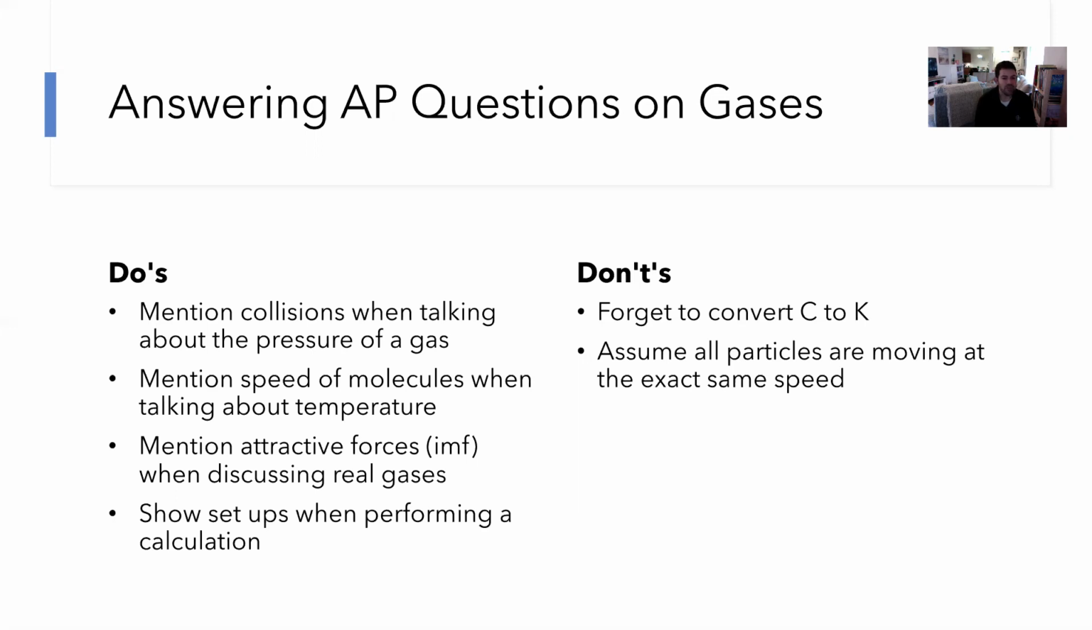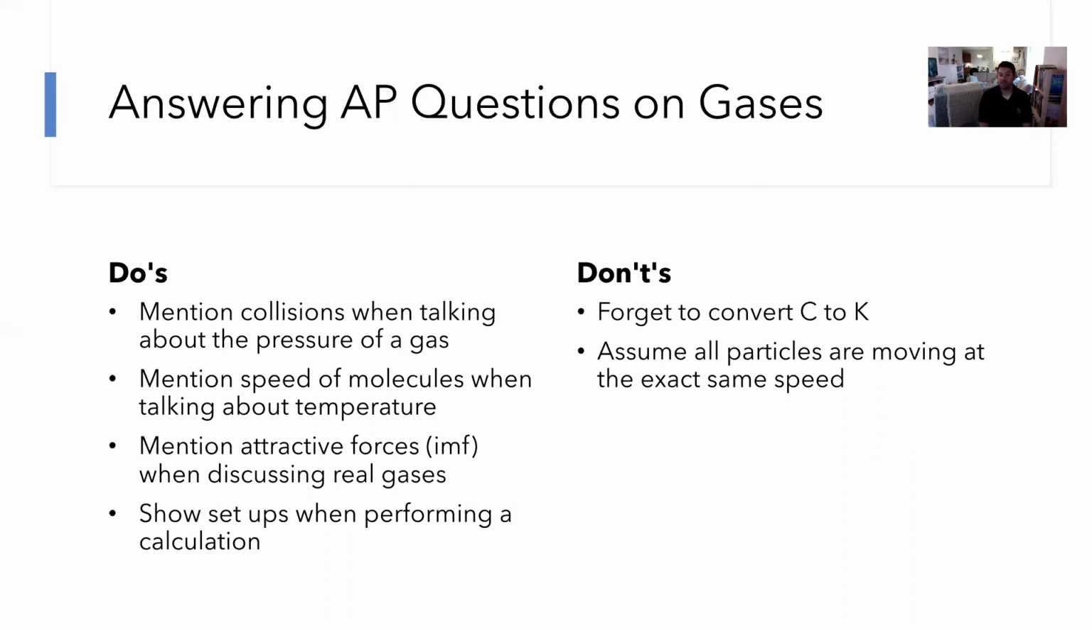All right, and do show setups when performing a calculation. So if you're doing something like a Charles law or a Boyle's law, showing that setup is always a good idea. All right, and anytime you're using the ideal gas law, show that setup, right? It just kind of helps you make sure you plug in everything correctly, because those are usually very simple calculations relative to everything else in the AP chemistry curriculum. So you never want to make those simple mistakes. So just show your setups.